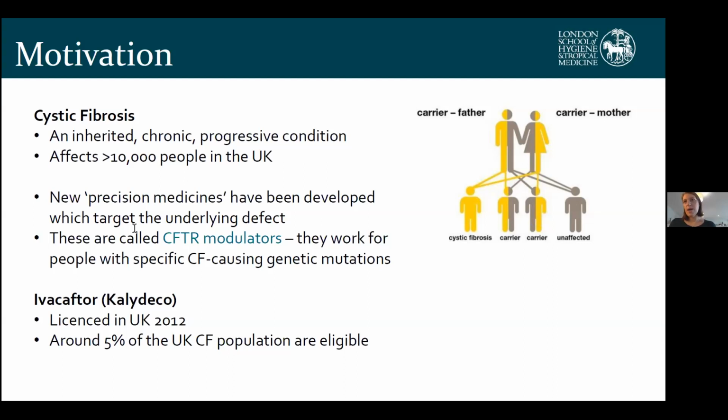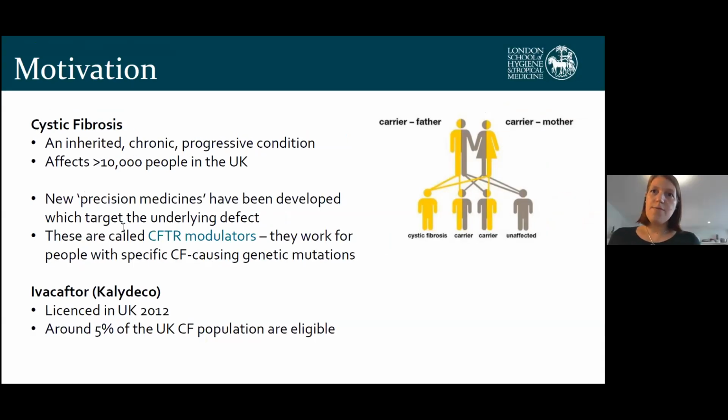In the UK, it was licensed in 2012, and very quickly after that, almost everyone who is eligible for that treatment on the basis of their genotype started to use it, gaining access to it through the National Health Service. This treatment works for people who have what is called a gating mutation, which is a particular subset of CF-causing mutations, and these are present in about 5% of the UK CF population.